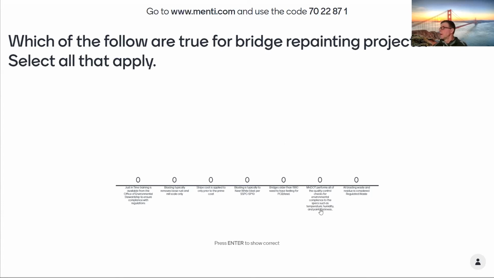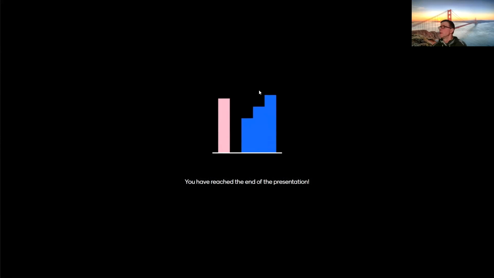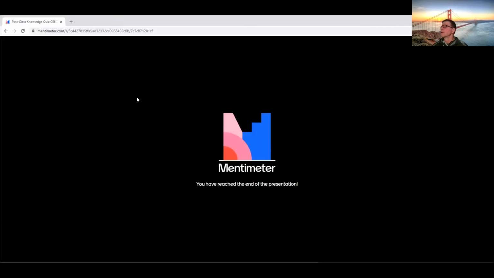MnDOT performs all of the quality control checks for environmental compliance to the specs such as temperature, humidity, and paint thickness? No, that's up to the contractor. So MnDOT, you're there as QA, but you're not the QC. And then all blasting waste and residue is considered regulated waste. That is true as well. So a bunch of things there on bridge repainting are true. Sorry, for whatever reason, Mentimeter didn't let us get everything done.